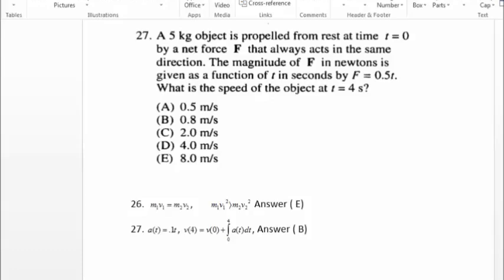So what we want is the speed at 4 seconds. So we have to find out v at 4 is equal to v at 0 plus the integral from 0 to 4 of a dt. So we have 0.1 t, integrate it, then we will find the answer is 0.8 meters per second.